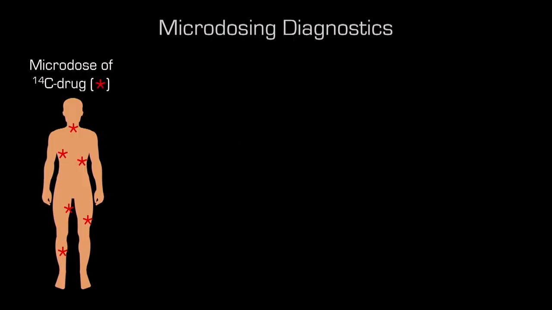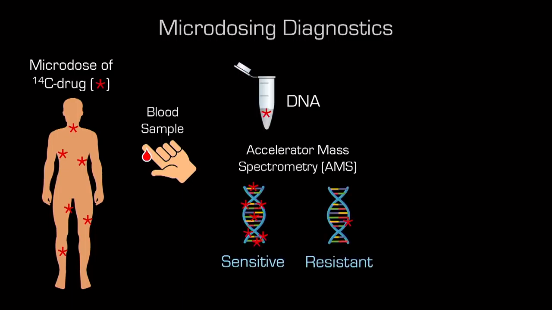So how this works is we give a cancer patient who's been recently diagnosed with cancer this microdose of a carbon-14 labeled drug. It's not going to help them, but it's not going to hurt them either. But we can still trace it through their body. So after we give them this microdose, then we take a small blood sample. We isolate the DNA from the white blood cells in the blood sample, and then we run it on the AMS. And then we quantify how much of this drug is actually bound to your DNA.